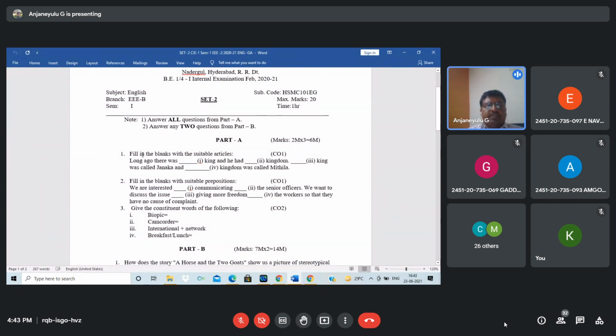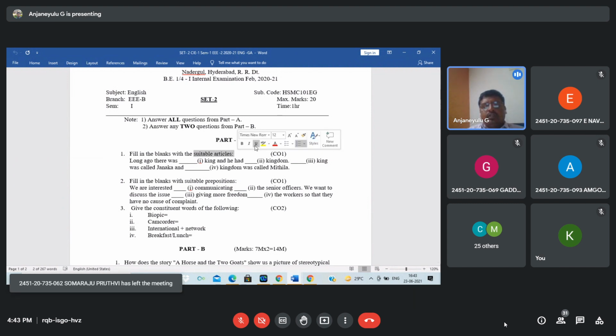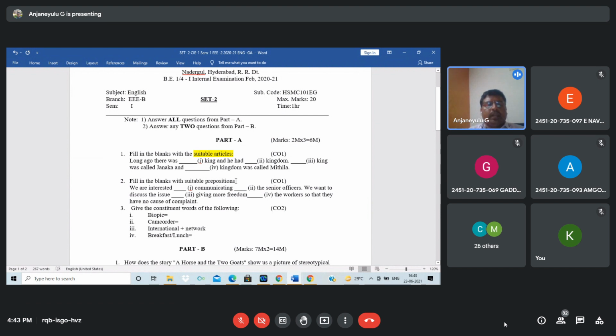But the first question we asked is suitable articles. You have to answer with suitable articles. You know how many articles we have. For example, if I ask you: long ago there was a king and he had, what is the article it comes to? First and second. A. There was a king and he had a, again a or the.